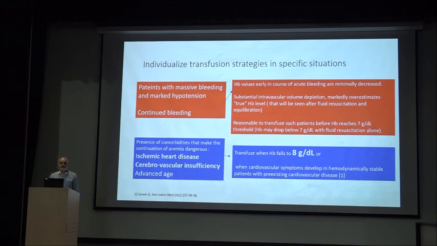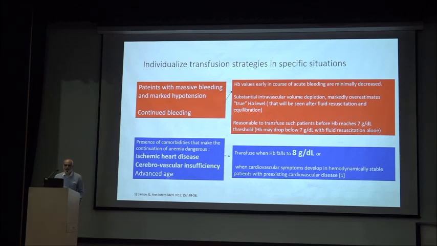But we have to individualize transfusion strategies in some specific situations, because many groups have been excluded from all these trials. Patients who are bleeding massively with marked hypotension, who continue to bleed: in such cases, hemoglobin values early in the course of acute bleeding are only minimally decreased, and substantial intravascular volume depletion overestimates the true hemoglobin level, and only after fluid resuscitation does the hemoglobin come down. So it may be reasonable to transfuse such patients even before the hemoglobin reaches the threshold of 7 gram per deciliter.